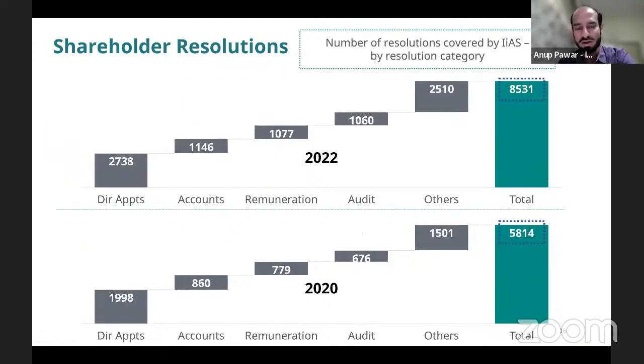It's a similar chart for shareholder resolutions themselves. So in 2020, we covered 5,800 resolutions. In 2022, that number has gone to 8,500. So quite a significant jump.